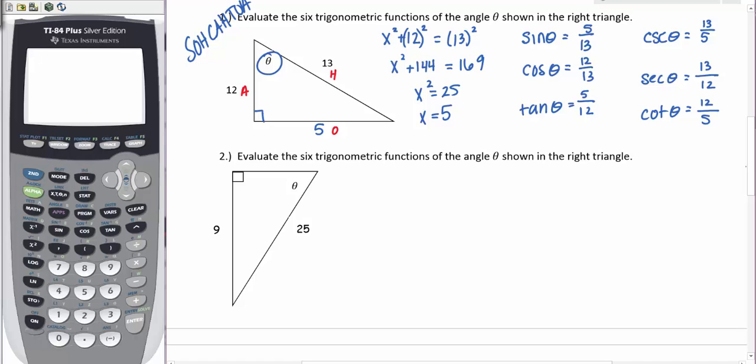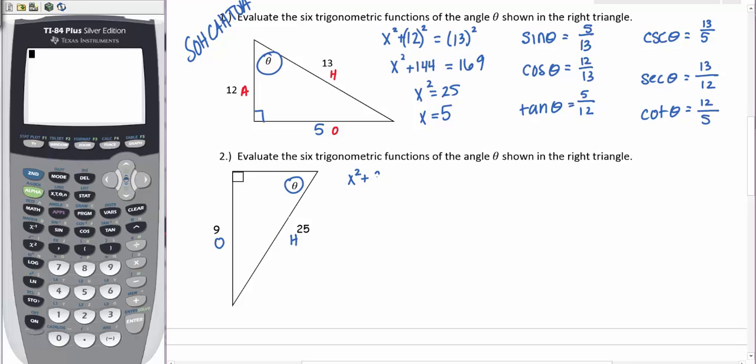So let's do number 2. Again, here's theta. That's where you're starting. Label your sides. I've got opposite and hypotenuse. Remember, your hypotenuse is always across from the 90. And opposite is opposite your angle. So I still need that adjacent side.